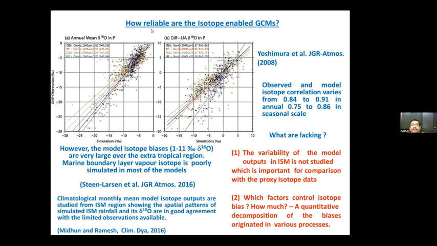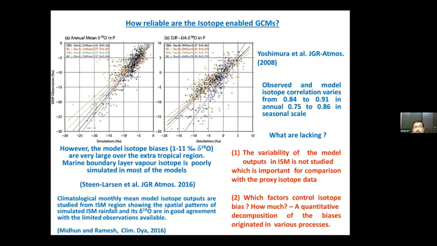Now, how realistic or how reliable are these isotope enabled general circulation models? Here the observed and model values are compared. The observed values are taken from the Global Network of Isotopes in Precipitation, which is a global network of the International Atomic Energy Agency. They have rain sample collecting stations all over the world, where mostly monthly composite rain samples are collected, say for 30-40 years in some locations. And these data are compared with the co-located model values.